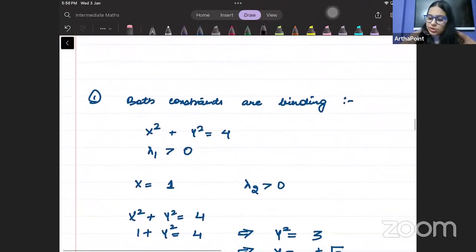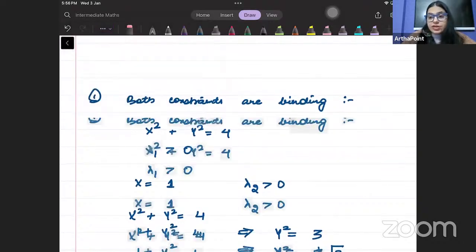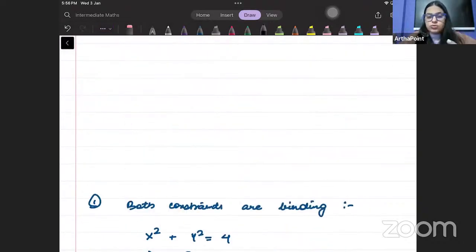Now you will be forming different cases. This is a full-fledged question, beta. Ye exam mein as it is aayega. So you have to understand this very carefully. So now you will start forming different cases. Case 1 that you will be forming is that both constraints are binding.